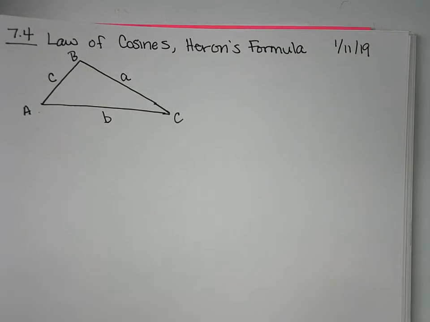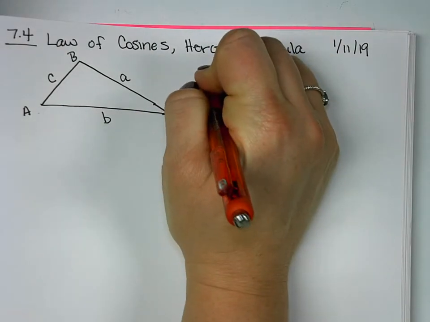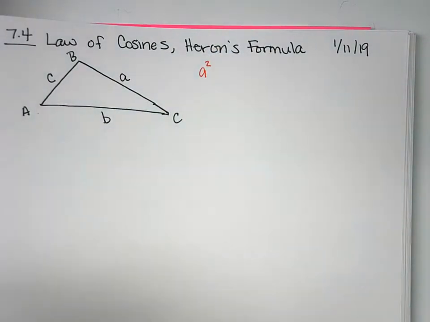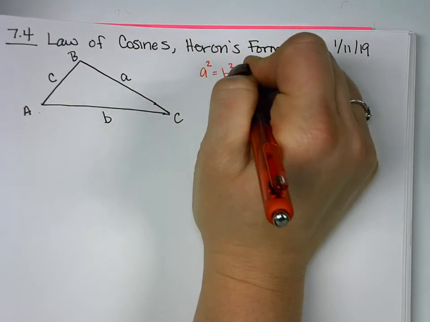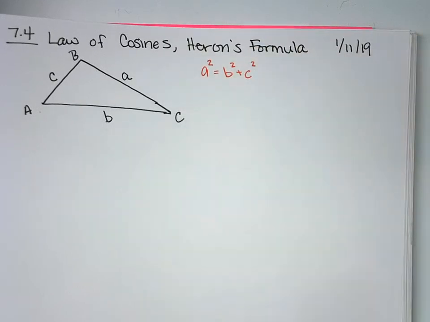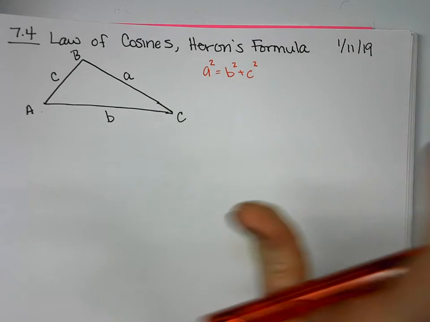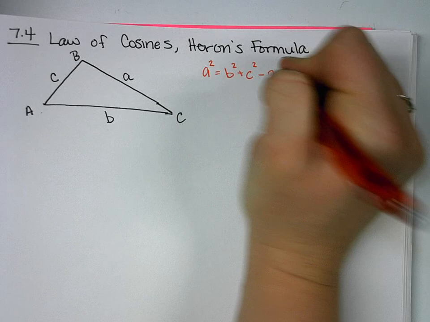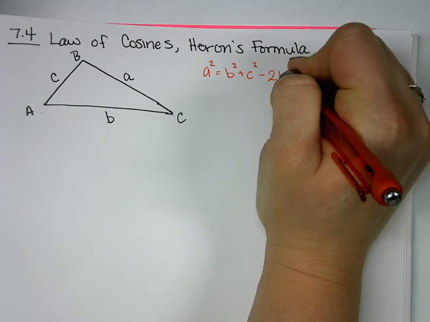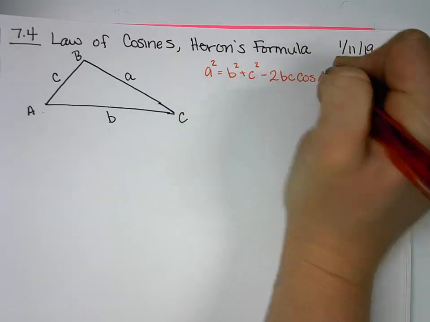And what our law of cosines says is that if I were to take the side, let's start with a squared, it's going to equal the sum of the squares of the other two sides. So it's starting to look a little Pythagorean theorem-ish. But because it's not right, we can't stop there. So you also take minus 2 times side B times side C times the cosine of angle A.